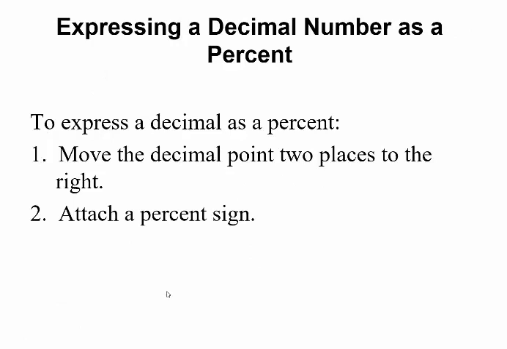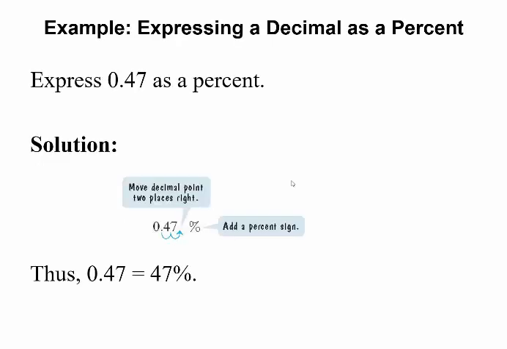Okay, so now let's talk about expressing a decimal number as a percent. To express a decimal number as a percent, just like I said before, move the decimal point 2 places to the right and attach a percent sign. So if I want to express the decimal 0.47 as a percent, all you're going to do is move the decimal 2 places to the right, 1, 2. Once you do that, you just get the number 47, and then you put a percent sign at the end. So 0.47 as a percent is equivalent to 47%.